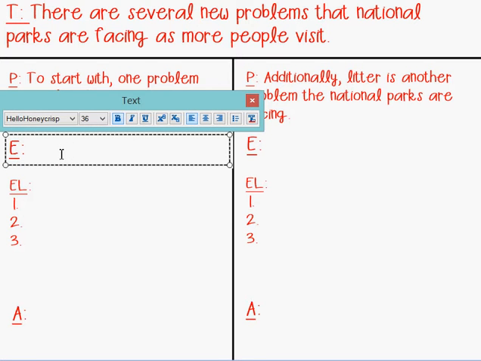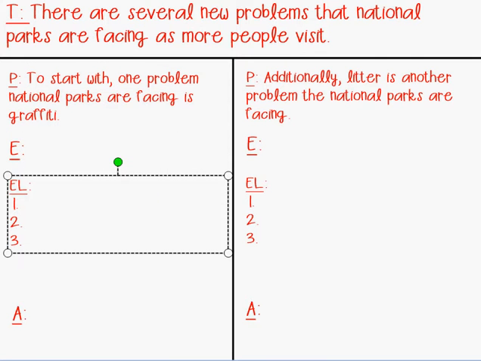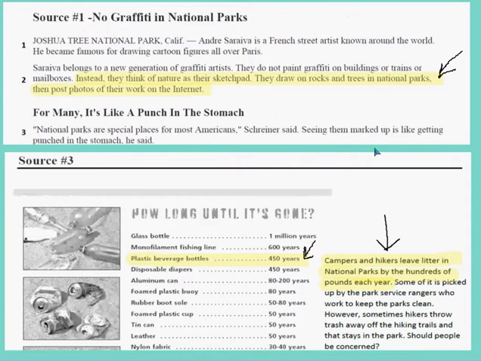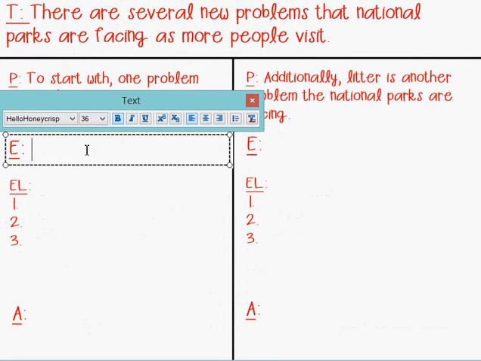So when I think about graffiti, I go back to my articles. I know this is the evidence I want to use for graffiti, and I find out that it is on paragraph 2. So when I go to my plan, I just write my citation as PAR, which stands for paragraph 2. And that's all I need for my evidence on my plan.